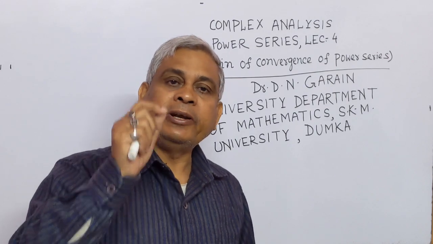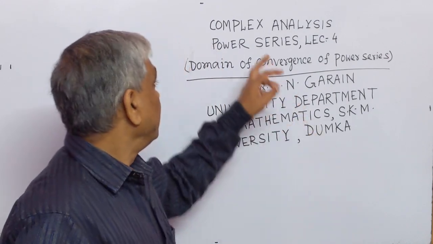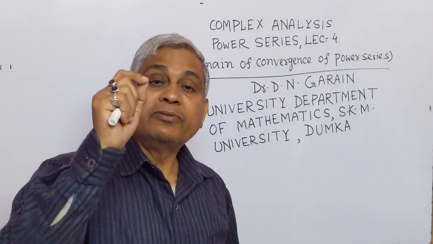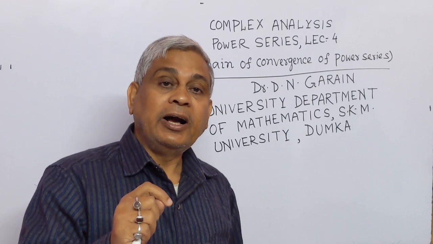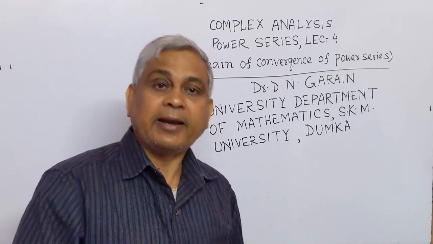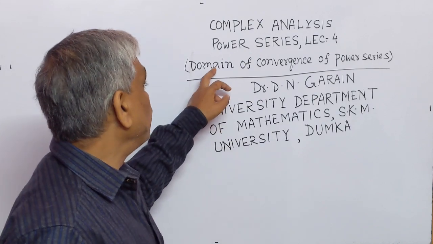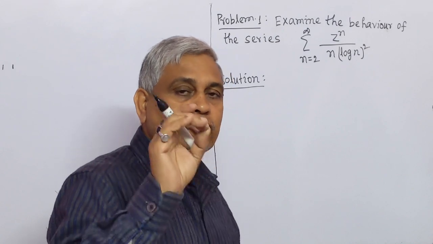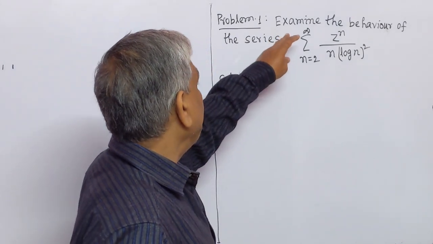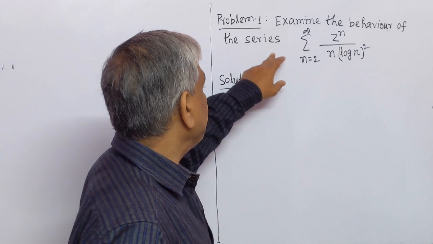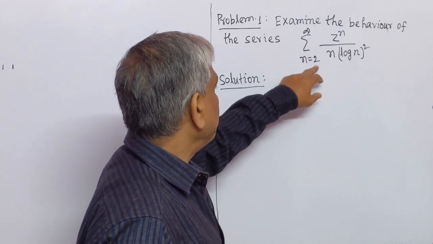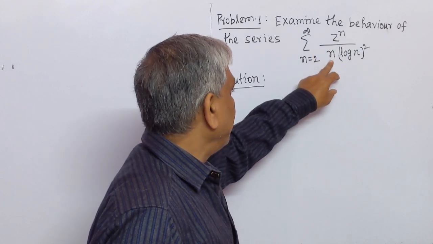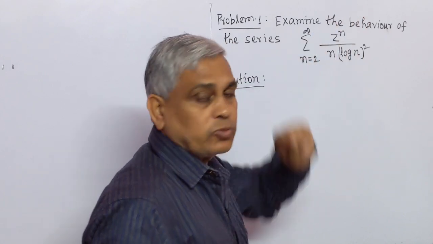Today I will deliver lecture on complex analysis, power series lecture number 4, in which I will give the technique to find the domain of convergence of power series. Now I will solve a problem. Problem is examine the behavior of the series sigma n equal to 2 to infinity z to the power n by n (log n) whole square.